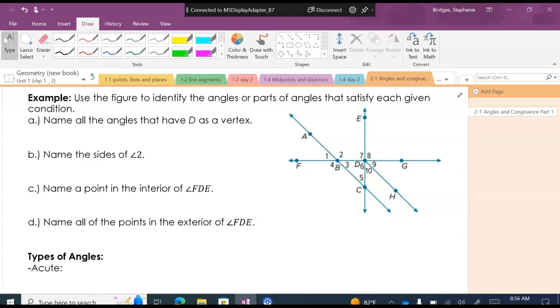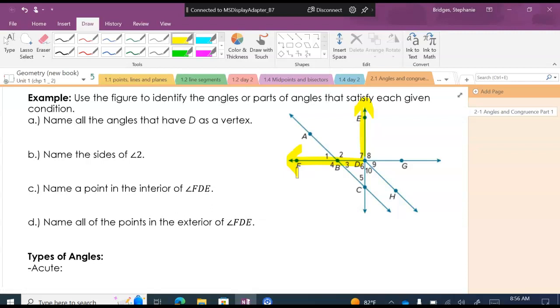So the first thing I want you to do is look at that picture and find D. I'm going to highlight as we name them, and then I'm going to erase. So everybody pay attention, okay? Does everybody see D? It's in the middle. So would that be an angle that has D as a vertex, the one that I just highlighted? Yes. So we can name it a couple of different ways.